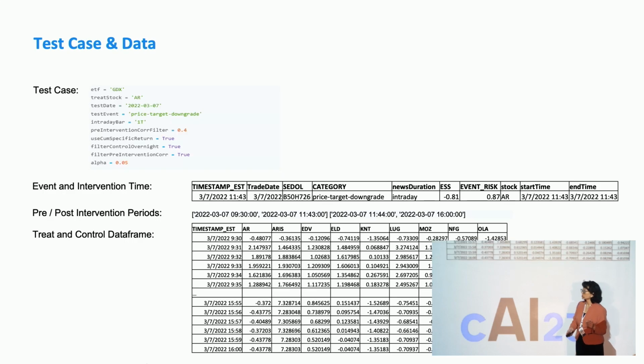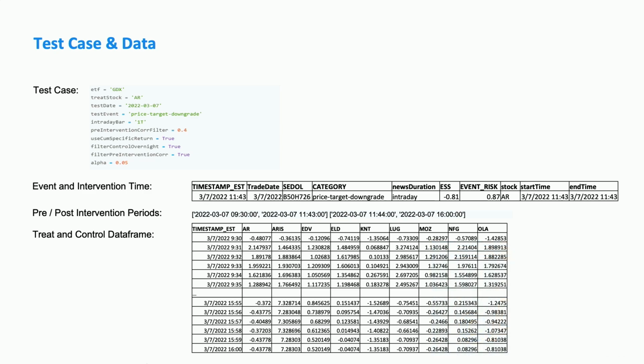So this is a test case we're going to go through for the causal inference methods. A stock called symbol AR had a price downgrade on March 7th at 11:43. And the control group it looks at is all the other stocks in the same sector that has no news and with the same overnight return pattern, as well as it has some correlation with the stock AR.